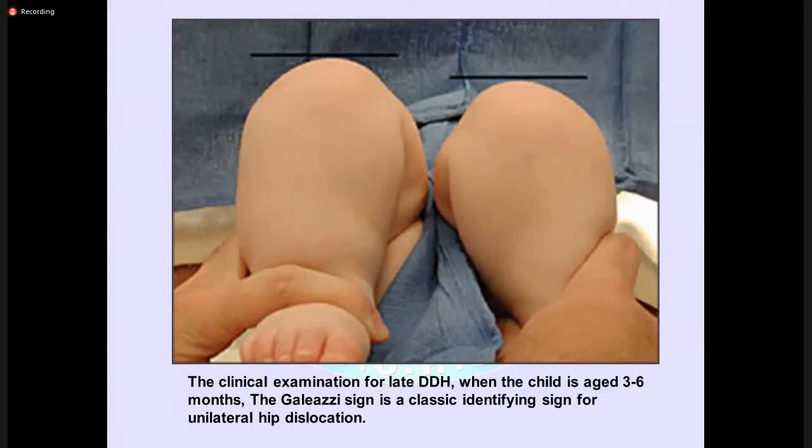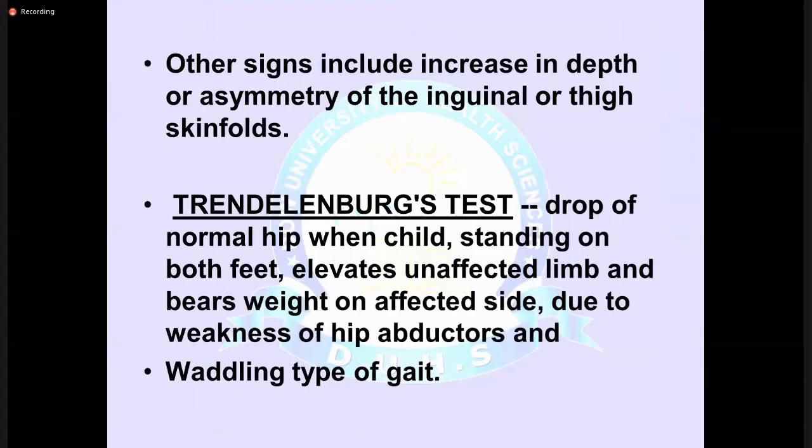If you do the clinical examination at a later age in developmental dysplasia of the hip, when the child is 3 to 6 months, the Galeazzi sign is a classical identifying sign of unilateral hip dislocation. There is no symmetry between the legs; one leg is upwards and the other is downwards. So there is a discrepancy between the two, and this is the Galeazzi sign. For the dislocatable hip, ultrasound of the joint is one of the easy tests you can perform, or you can do radiology.